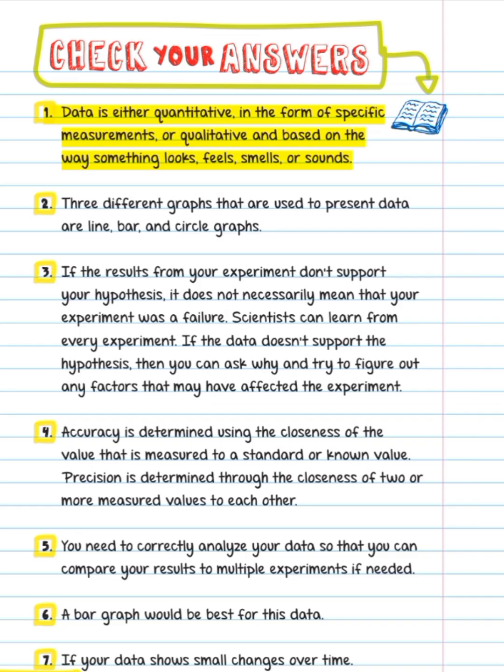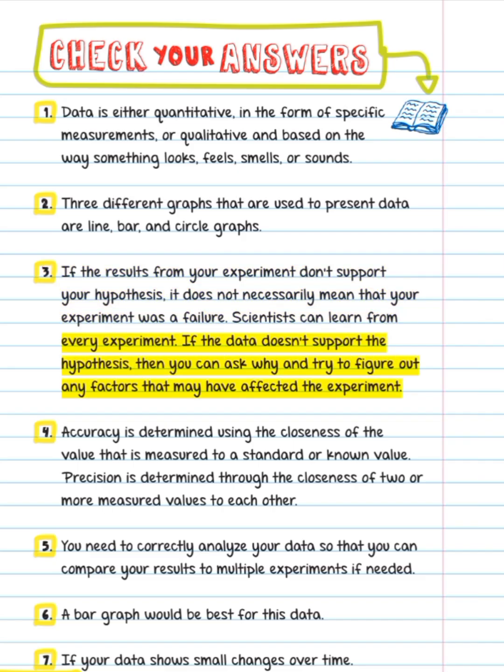1. Data is either quantitative, in the form of specific measurements, or qualitative and based on the way something looks, feels, smells, or sounds. 2. Three different graphs that are used to present data are line, bar, and circle graphs. 3. If the results from your experiment don't support your hypothesis, it does not necessarily mean that your experiment was a failure. Scientists can learn from every experiment. If the data doesn't support the hypothesis, then you can ask why and try to figure out any factors that may have affected the experiment.